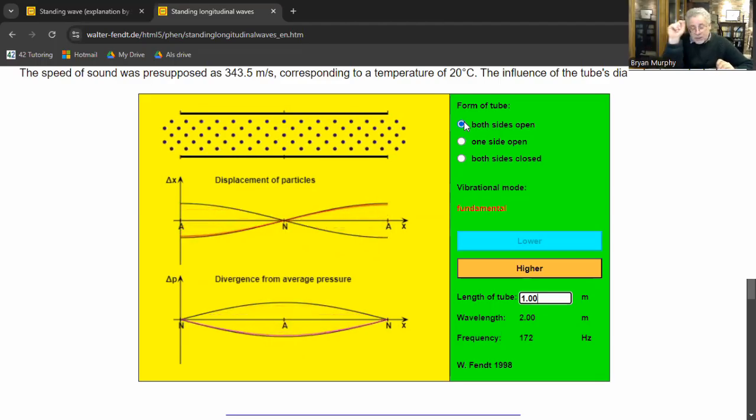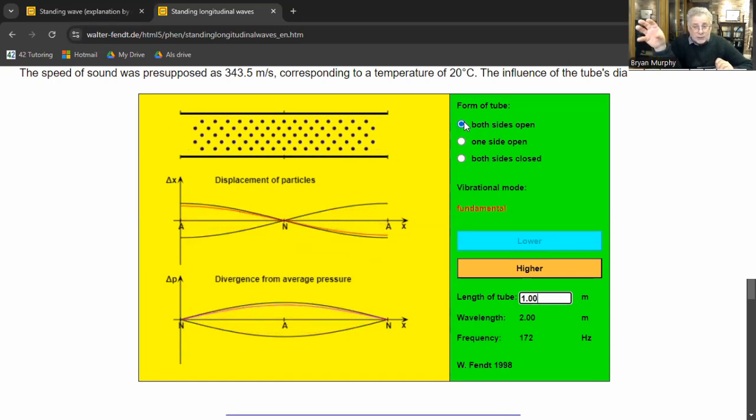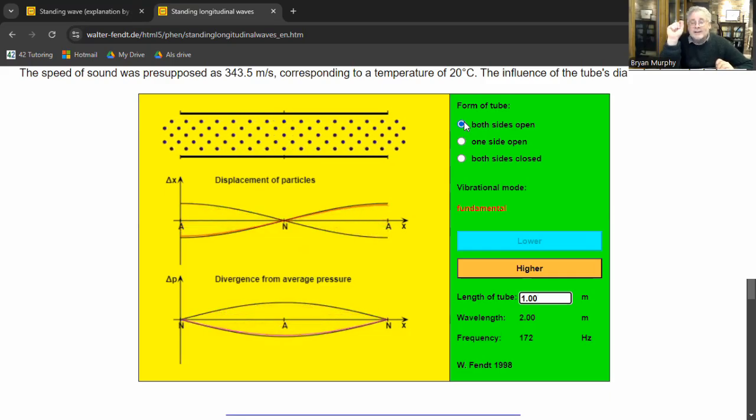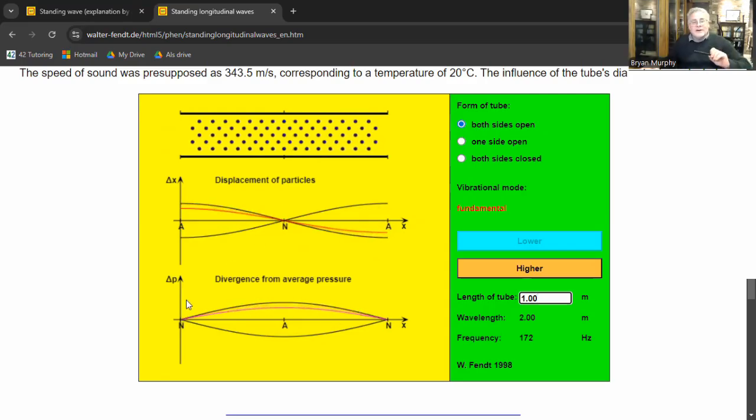Where it's open, you must get an antinode. And for it to form a standing wave in there at all, you've got to have a node somewhere, and there is one node in the middle. I'm sure that they won't ask you any harmonics to do with those. That's as difficult as OCR gets for an open pipe.